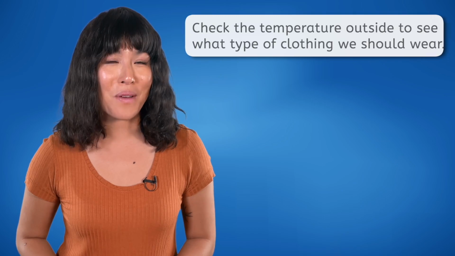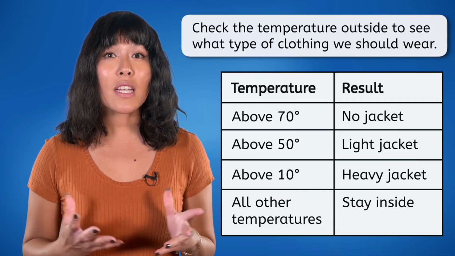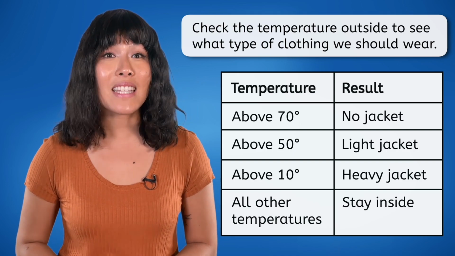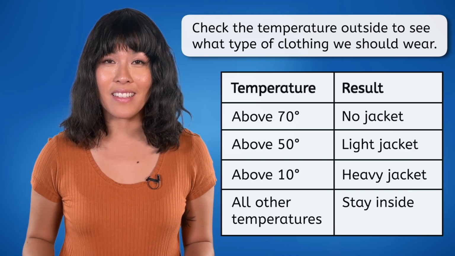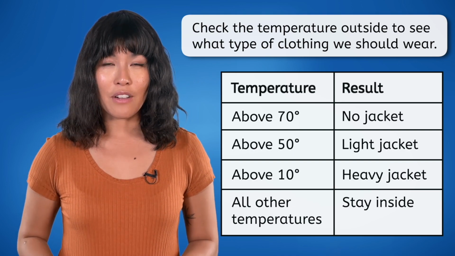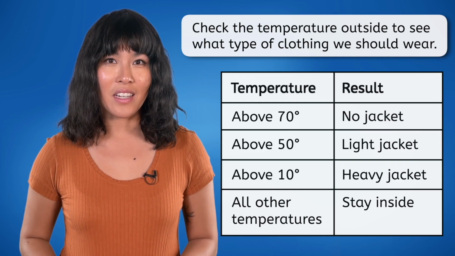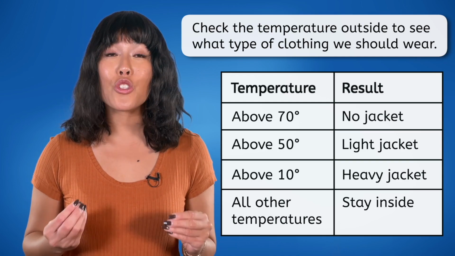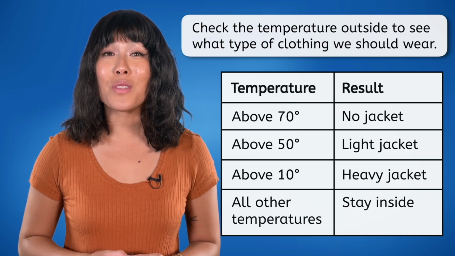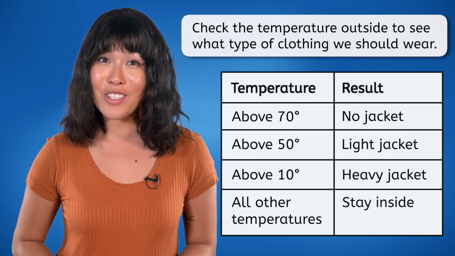Here is an example. Let's say we want to check the temperature outside to see what type of clothing we should wear. For temperatures above 70, we don't bring a jacket. For temperatures above 50, we bring a light jacket. For temperatures above 10, we bring a heavy jacket. For all other temperatures, it is too cold, so we don't go outside. How do you think you might use elif to write this statement? Pause the video here and give it a try.